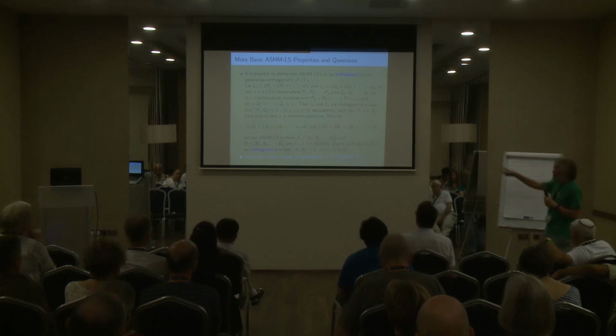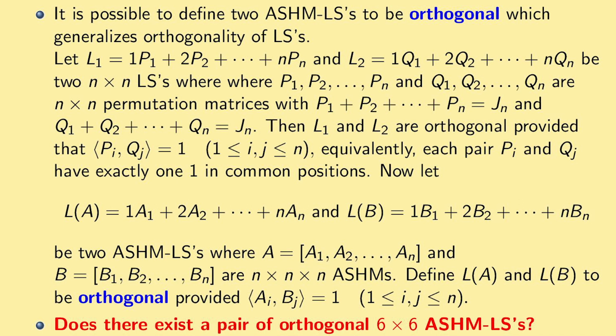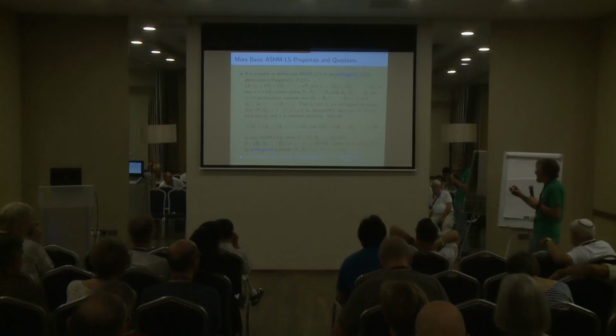All right. So now you can generalize this to alternating sign hypermatrix Latin squares, okay? After all, it's written as 1A1 plus 2A2 plus up to nAN, where these are alternating sign matrices rather than permutation matrices.